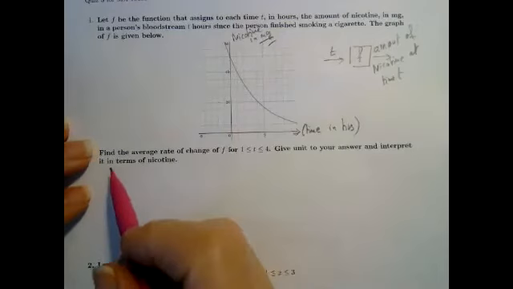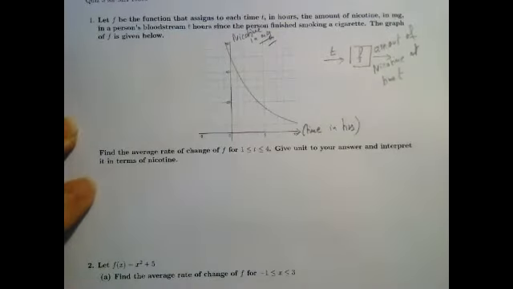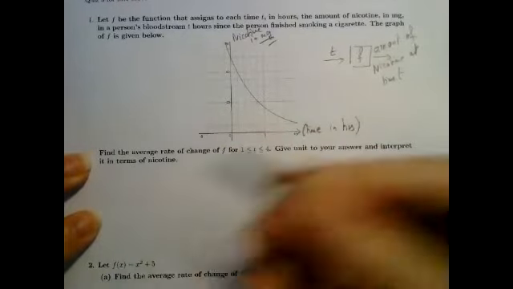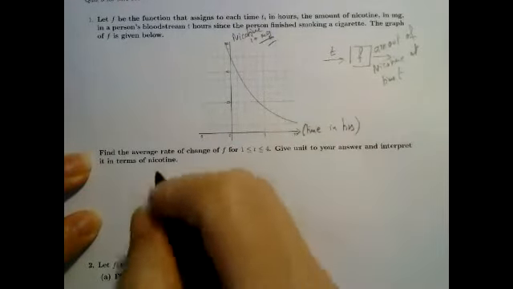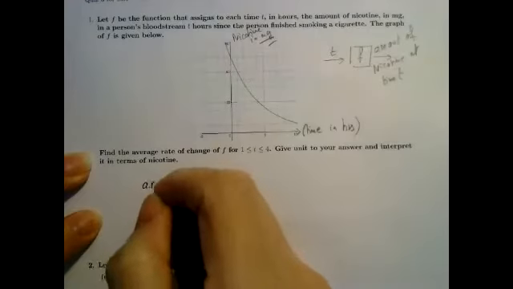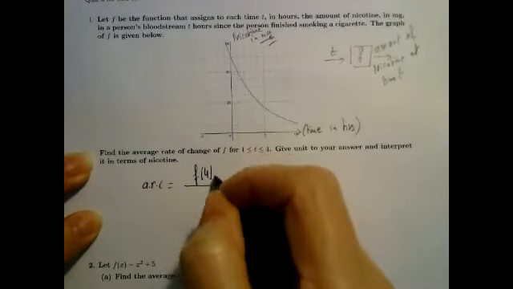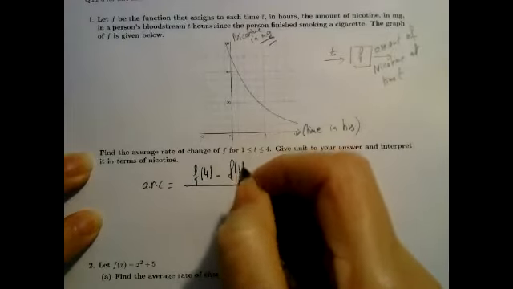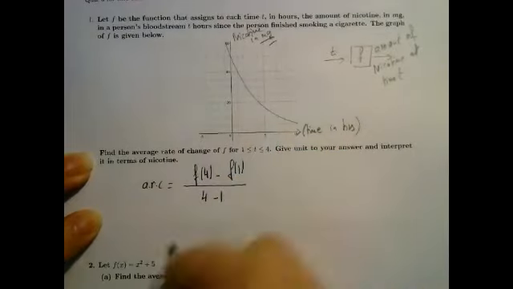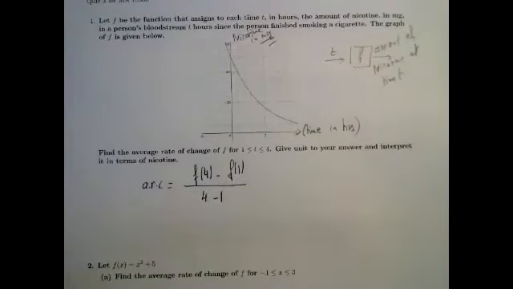All right, so the question is to find the average rate. First we're going to use the formula verbatim, and then we have to figure out the meaning and the unit. So what's the average rate of change? It's the output at 4 minus the output at 1, divided by 4 minus 1.